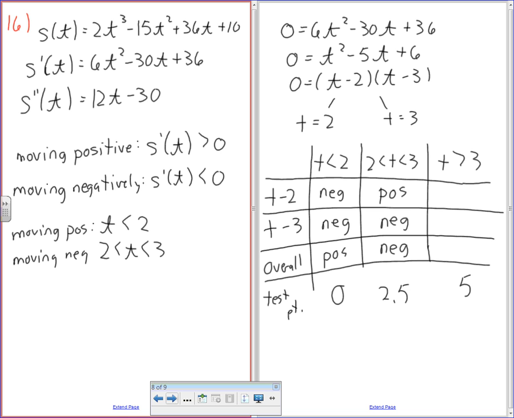Okay? And then finally on the last one, 5. 5 minus 2 is positive. 5 minus 3 is positive. So the overall result is positive. So the speed here is also going to be then t is greater than 3. The reason I don't say greater than or equal to is because it just wants to know when it's greater than 0 or less than 0.